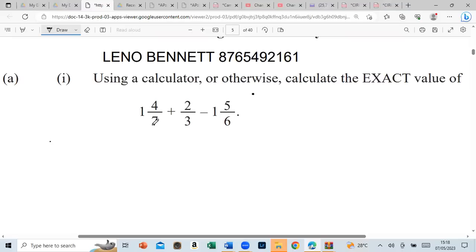Let's go. Alright, so we have 1 to the 4, 7 plus 2 thirds minus 1 and 5 6ths. Work out that, guys. What's the answer for that? 2 minutes. Let's go, guys.